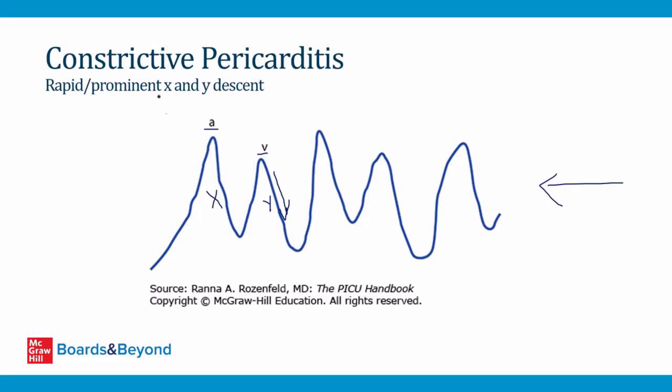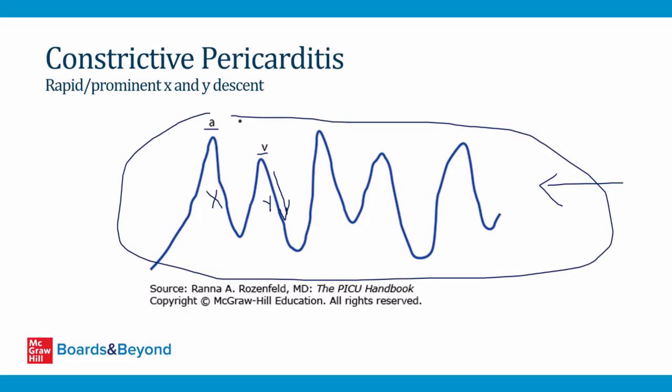Now, for your step 1 exam, they're never going to expect you to look at something like this and name the disease process that causes it. It's very hard to interpret actual venous pressure tracings. You just want to be familiar with the classic findings associated with the disorders. And for constrictive pericarditis, the classic findings are rapid and prominent X and Y descents. And remember, the prominent Y descent of constrictive pericarditis is the opposite of what you see in tamponade.